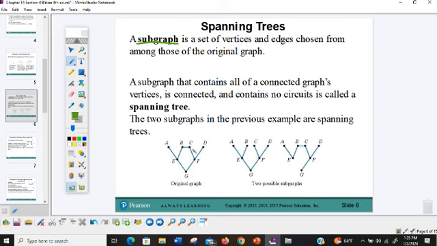This was not a tree because it had a circuit here, but when we take BC out, we can come up with this, and we do have a tree. Another way to do that is if you take the line right here out, then you also have a tree. So those are both possible subgraphs.